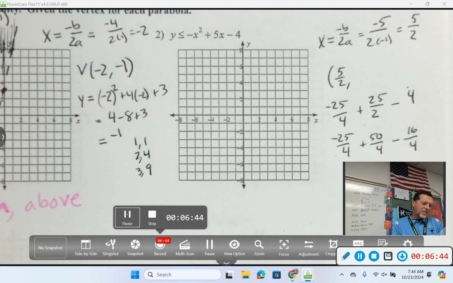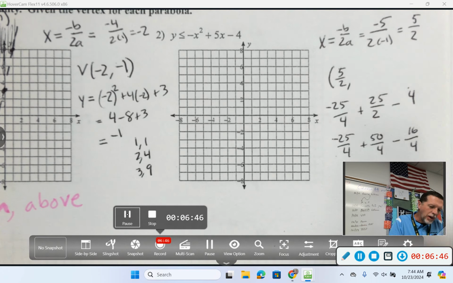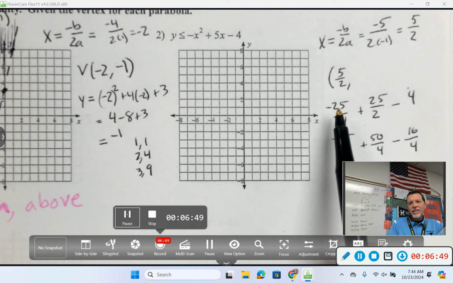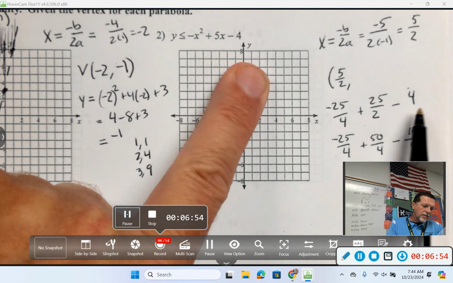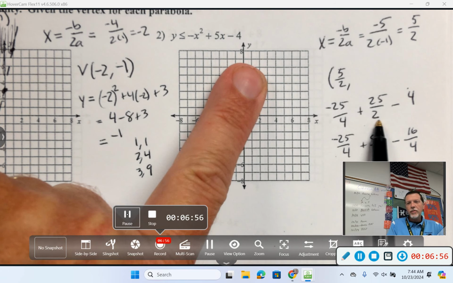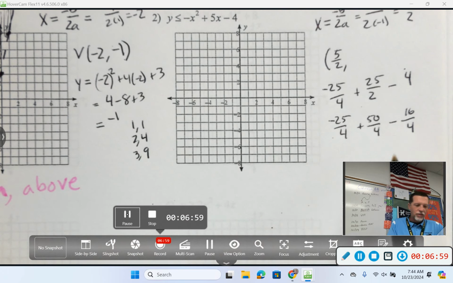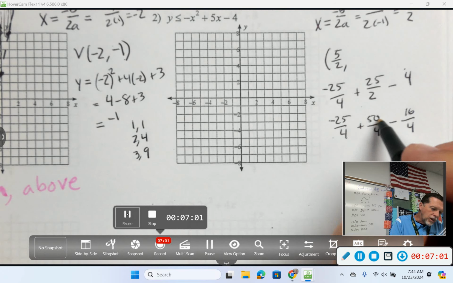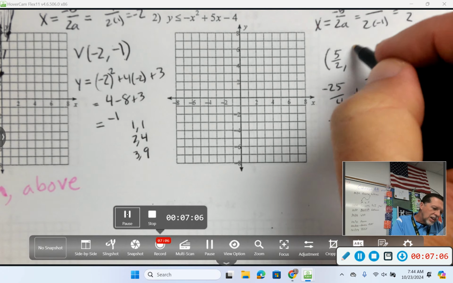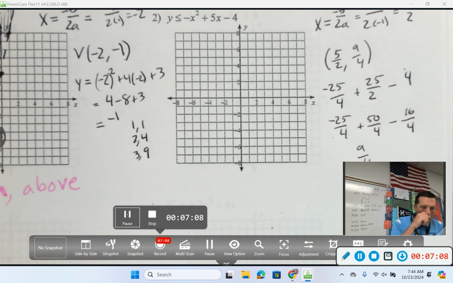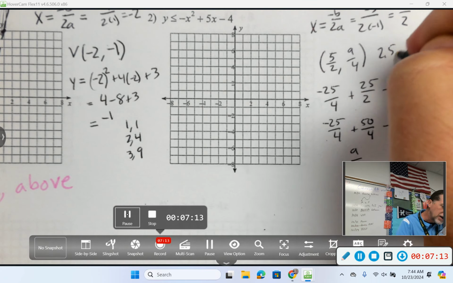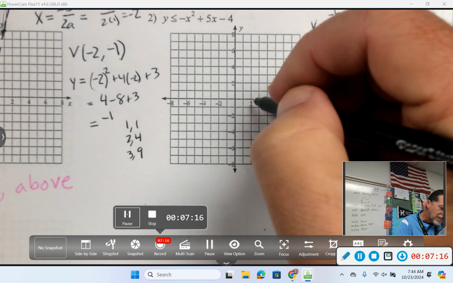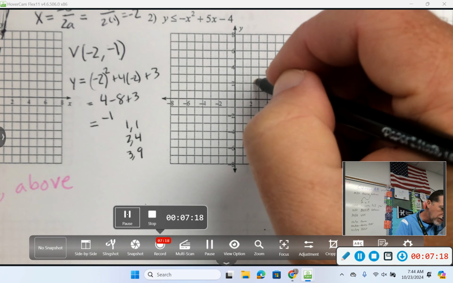So yes, the vertex is ugly, but the x-coordinate's 5 halves. So you plug in 5 halves, you get negative 25 fourths plus 25 halves minus 4. Common denominator of 4. So that's not too bad to figure out. So I end up with 25 minus 16 is 9, 9 fourths. So that would be 2.5 comma 2.25.